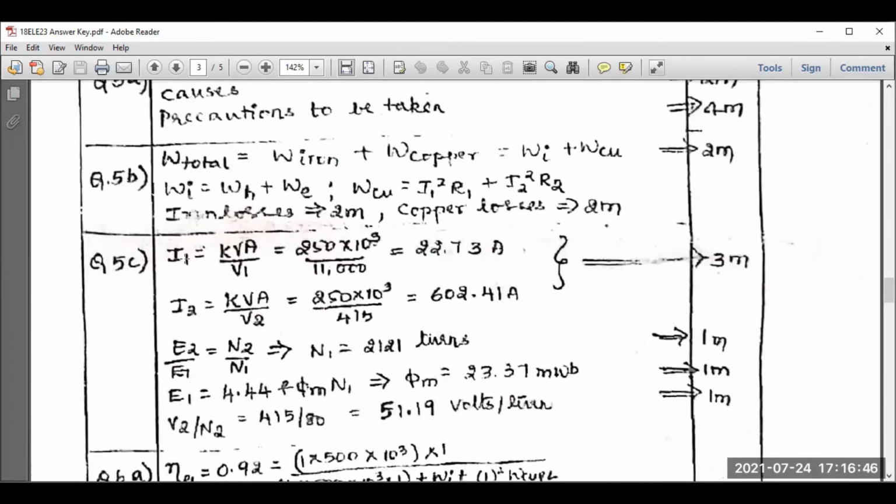Then 5C. You have to calculate the primary and secondary current. I1 is equal to kVA by V1. kVA means apparent power. I2 is equal to kVA by V2. Then I will get I1 and I2, the primary and secondary currents.